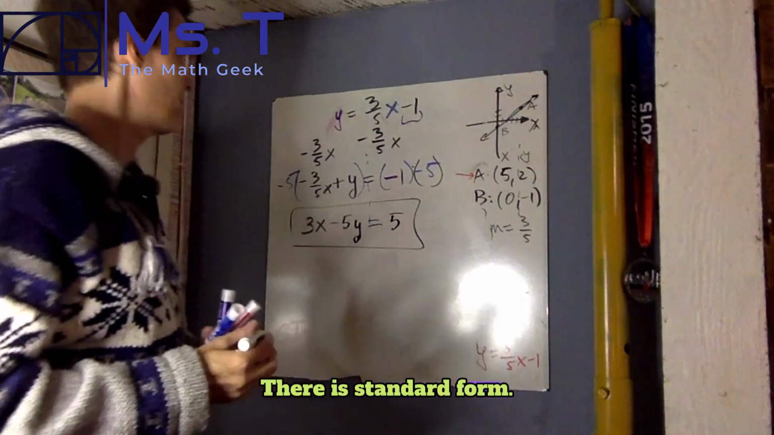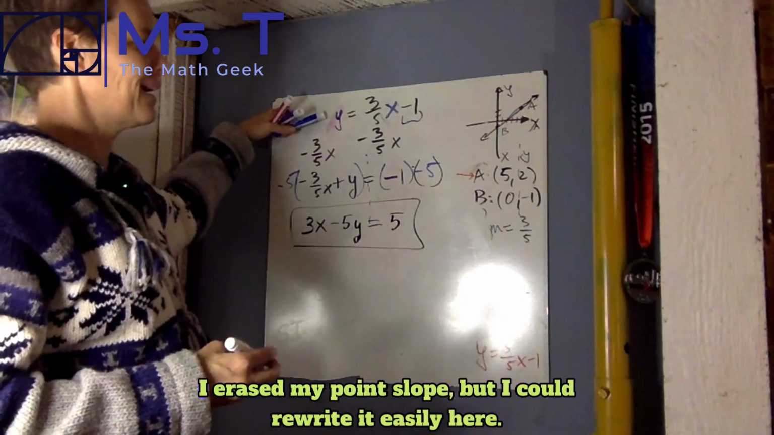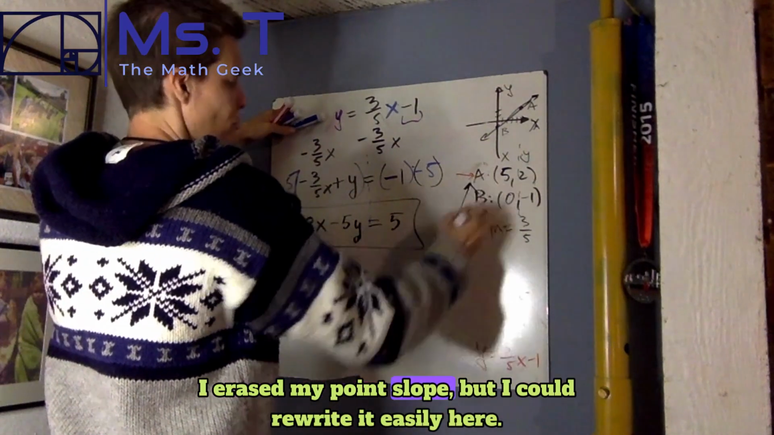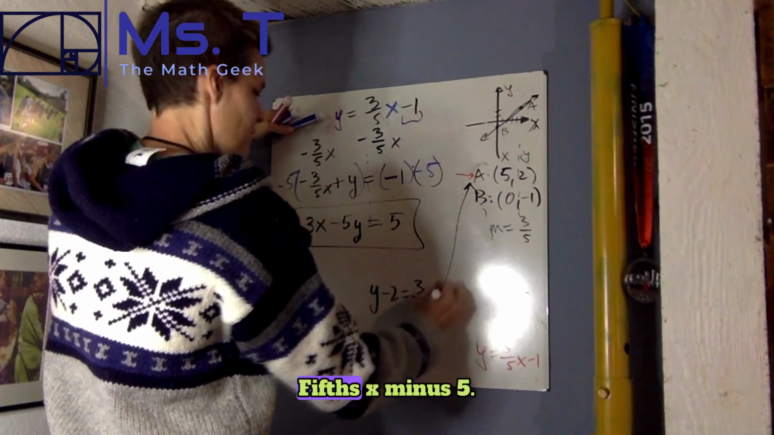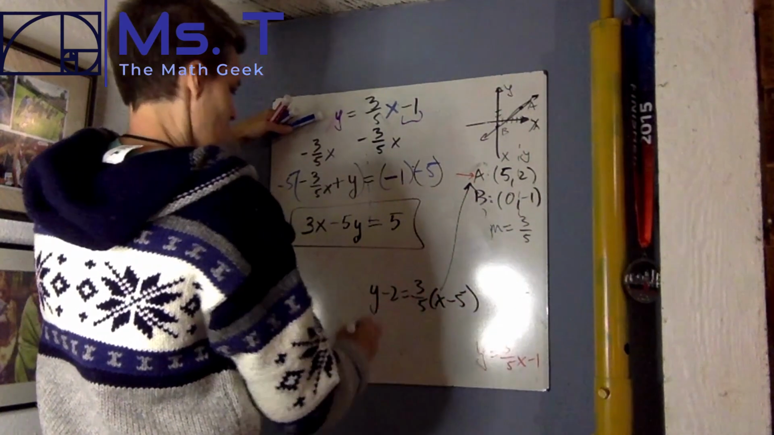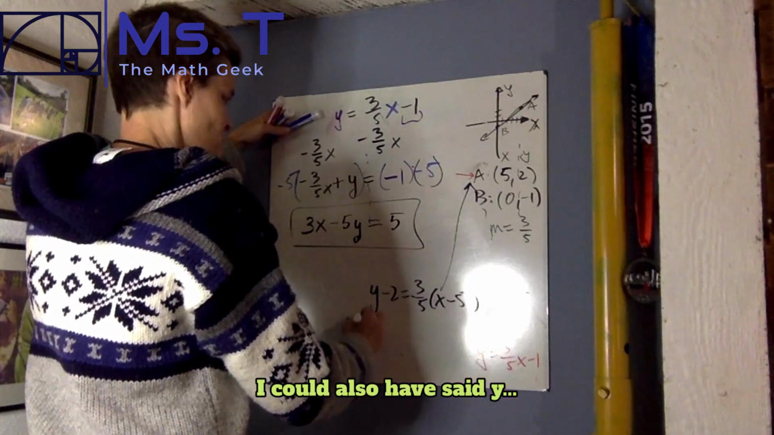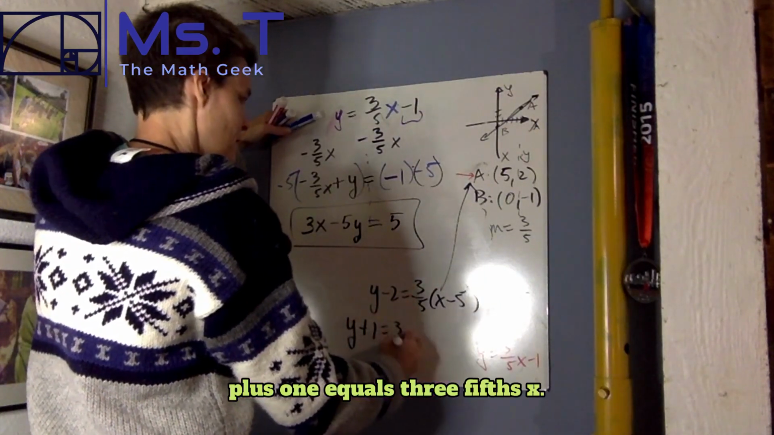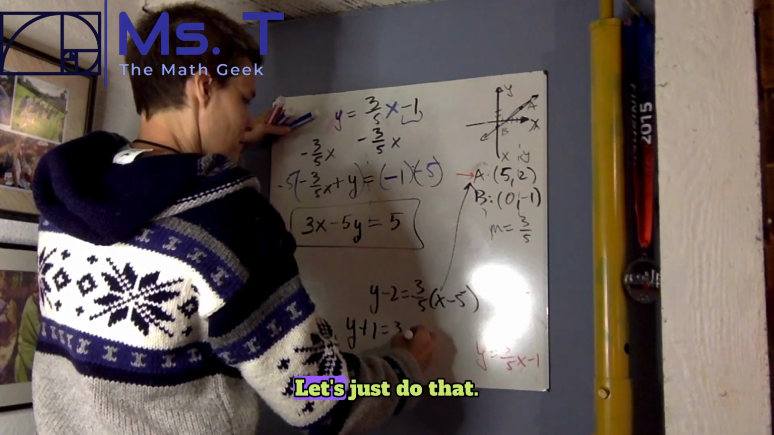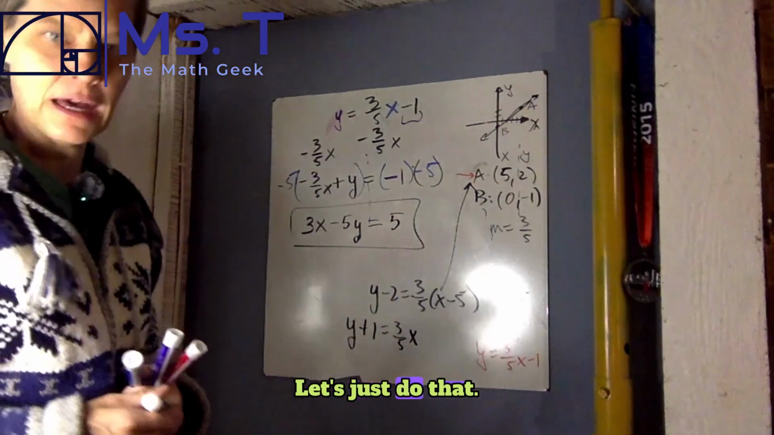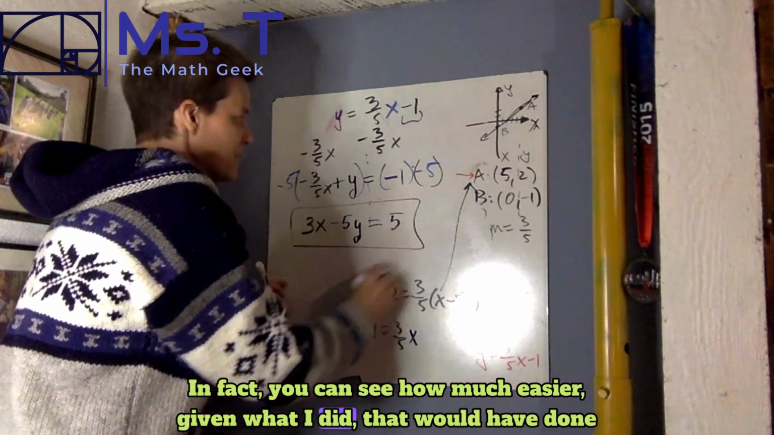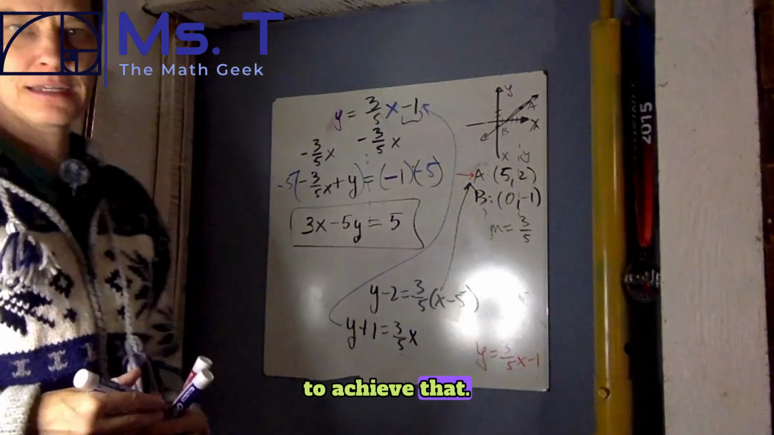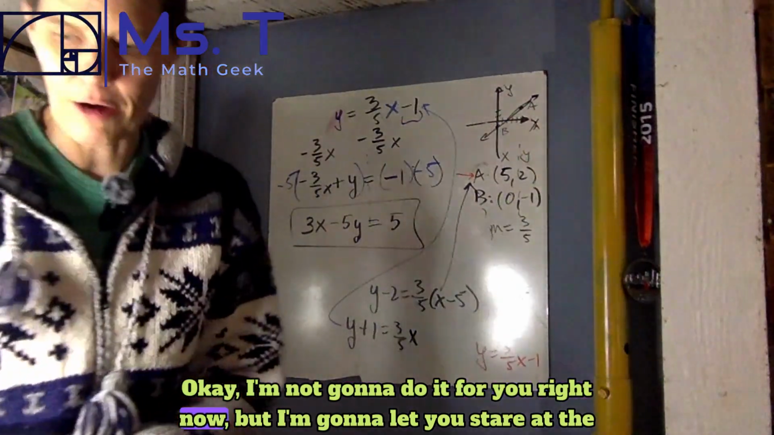There's standard form. So here's slope-intercept. I erased my point slope, but I could rewrite it easily here. Y minus 2 equals 3/5 x minus 5. I could also have said y plus 1 equals 3/5 x. Let's just do that. That's also a point-slope equation for the line. In fact, you can see how much easier that would have been to achieve that. Okay, I'm not going to do it for you right now, but I'm going to let you stare at the board and see if you see it for yourself.